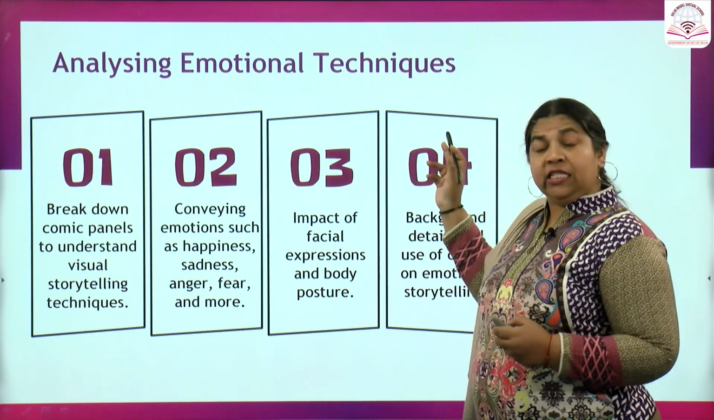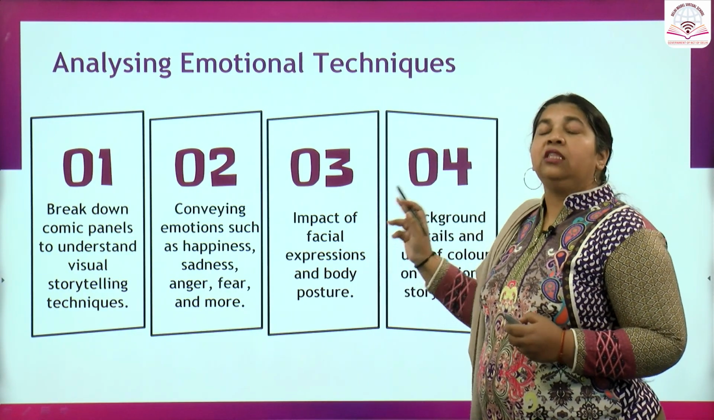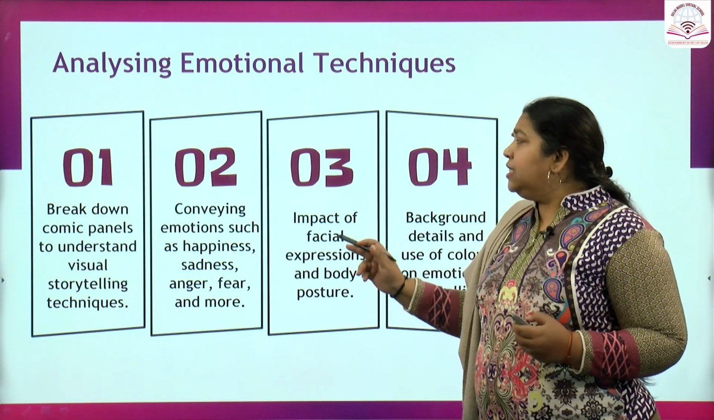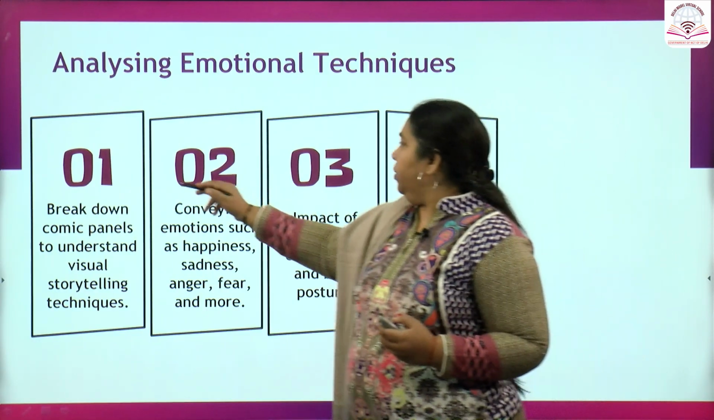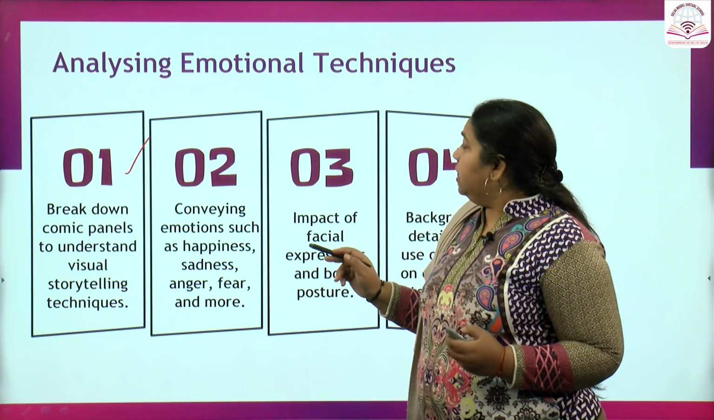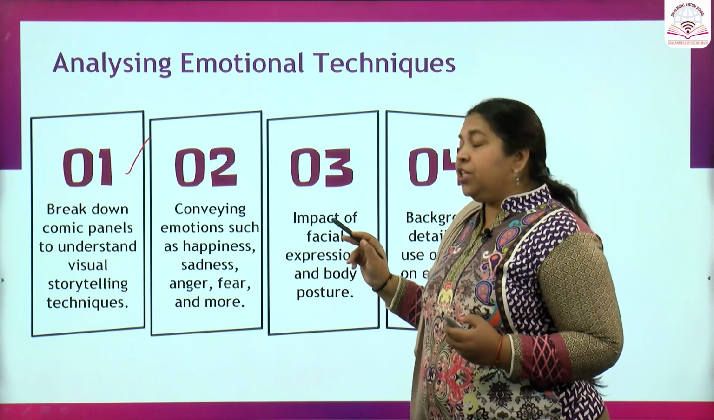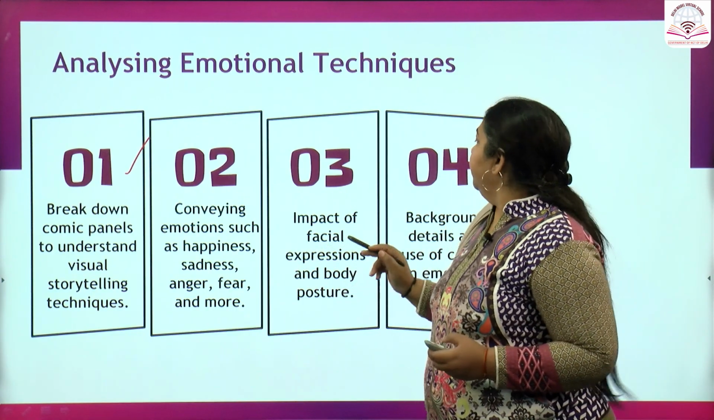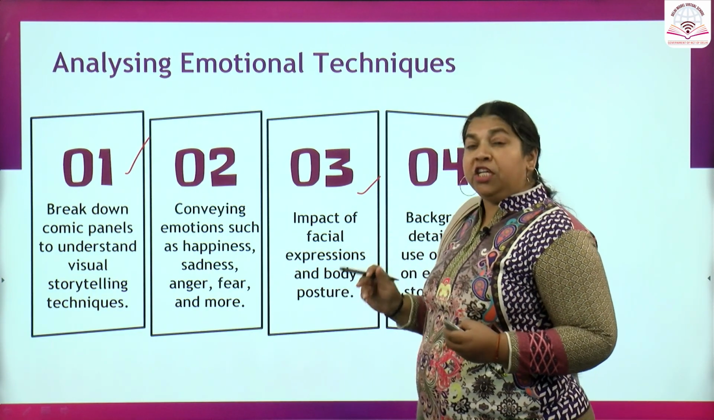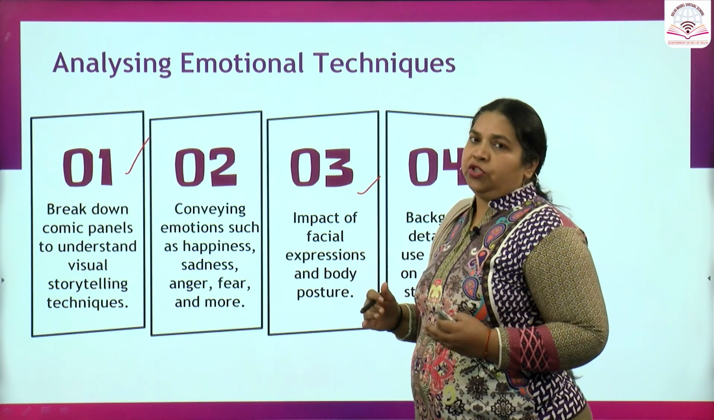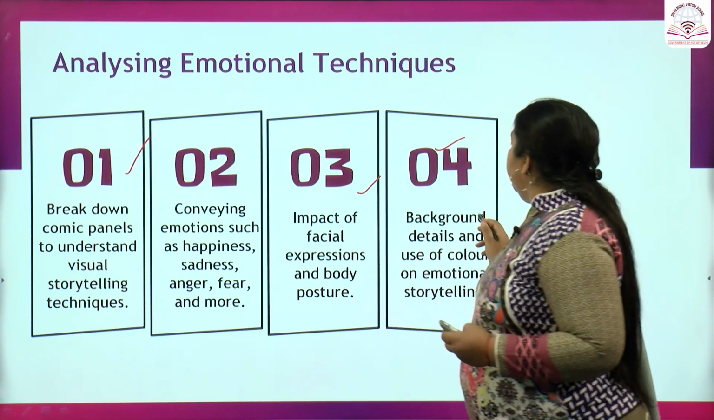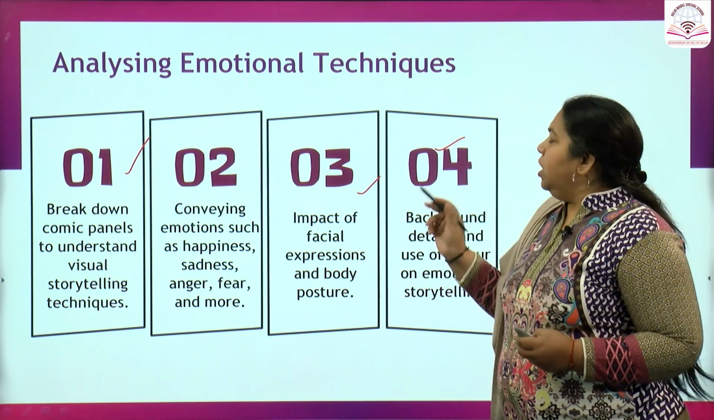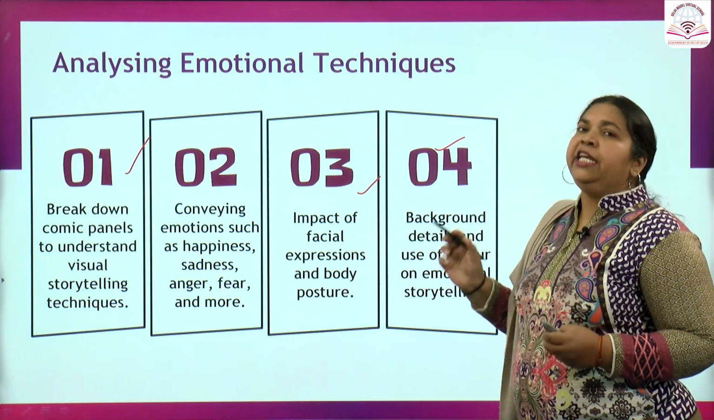Now, while analyzing emotional techniques, we have to see the 4 steps. The first one is to break down comic panels to understand visual storytelling technique. The second one is conveying emotions such as happiness, sadness, anger, fear, or more. The third one is the impact of facial expressions and body posture. And the fourth one is background details and the use of color in emotional storytelling. Now let's study them one by one in detail.